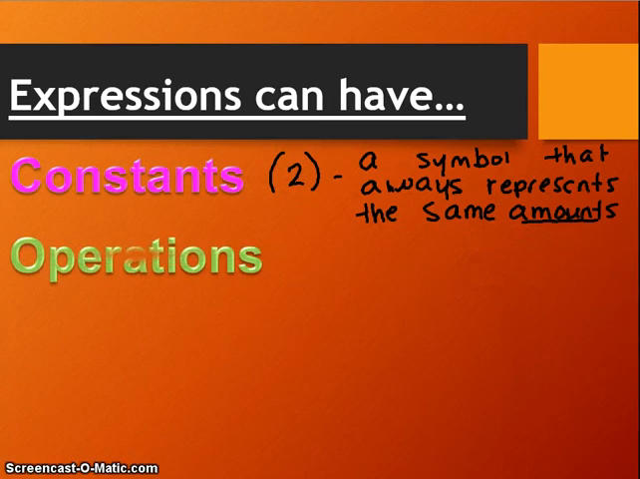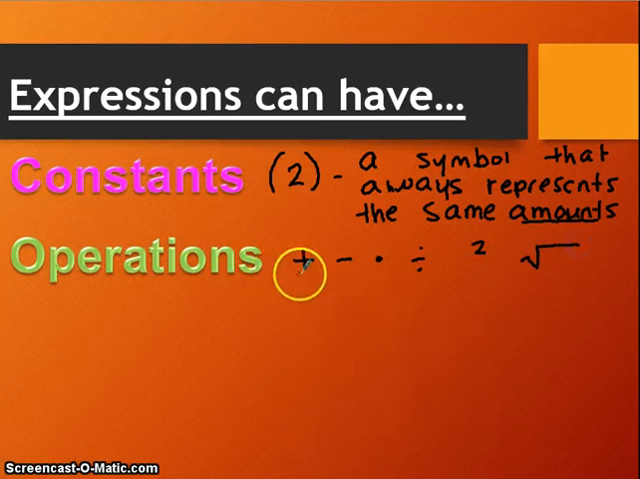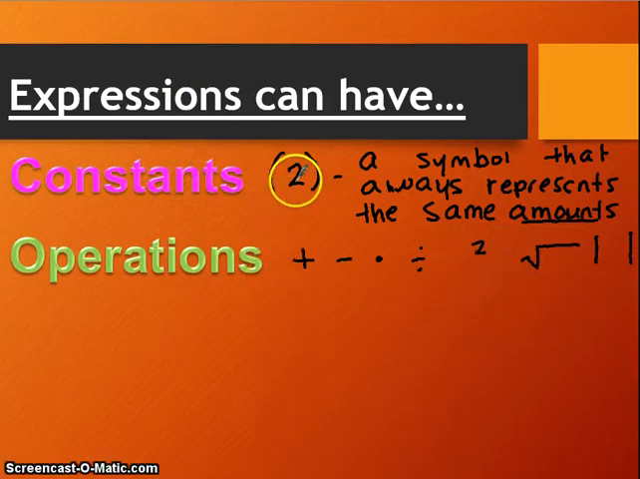Now, an expression can contain more than just a number. It could have an operation as well. And when you think about operations, you think about add, subtract, multiply, divide, squares or cubes, any exponents, square roots. These are all types of operations, absolute value symbols. All operations can be part of an expression. So for instance, instead of just saying 2, you might say 2 plus 5. I had $2 and I received 5 more. That's an operation that can be used to describe an amount that you have.